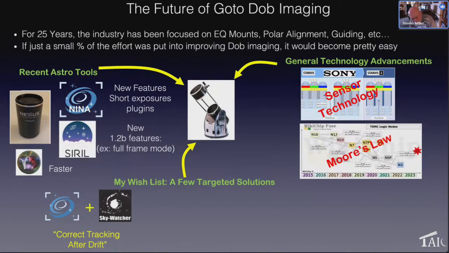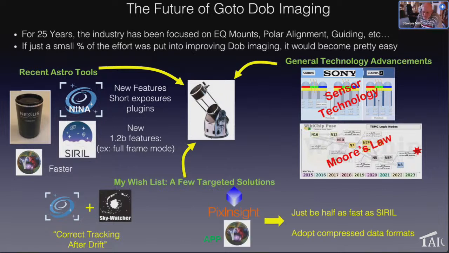If I had my wish list of a few targeted solutions, I could think of two. One is that when NINA is calculating how far that object has drifted with its plate solving, it knows exactly. It could tell the mount, hey, you're going to the right 5 pixels every 10 seconds and down 1 pixel every 10 seconds too much. And because the drift is consistent, it should be able to tell the telescope to adjust its tracking. It may not be like tracking with a star scope that's staring at a star, but it would be a lot better than totally open loop right now with just the 2-star alignment. It could easily update the tracking and drift and be a lot more accurate.